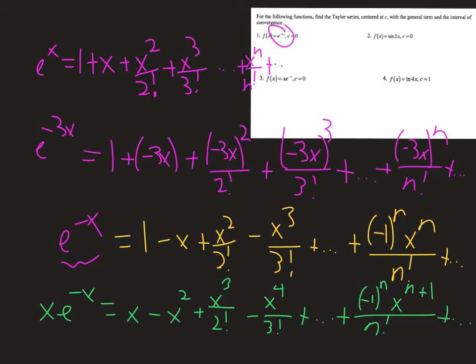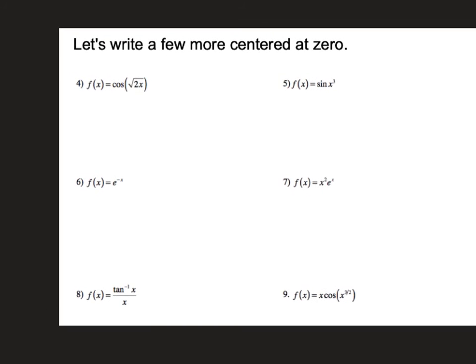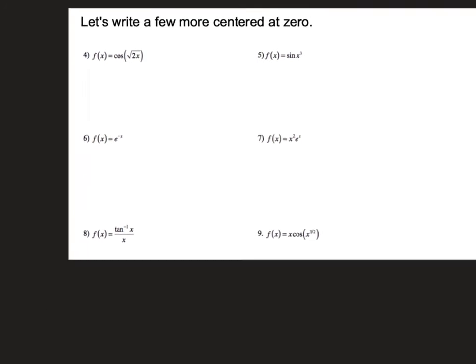So try to do that. Try to write out what the sine is, and then plug in. Try to write out what it is for the natural log. If you haven't done the natural log, build the natural log of x, and see if you can plug in. Let's write a few more centered at 0. Okay, so some more to play with.